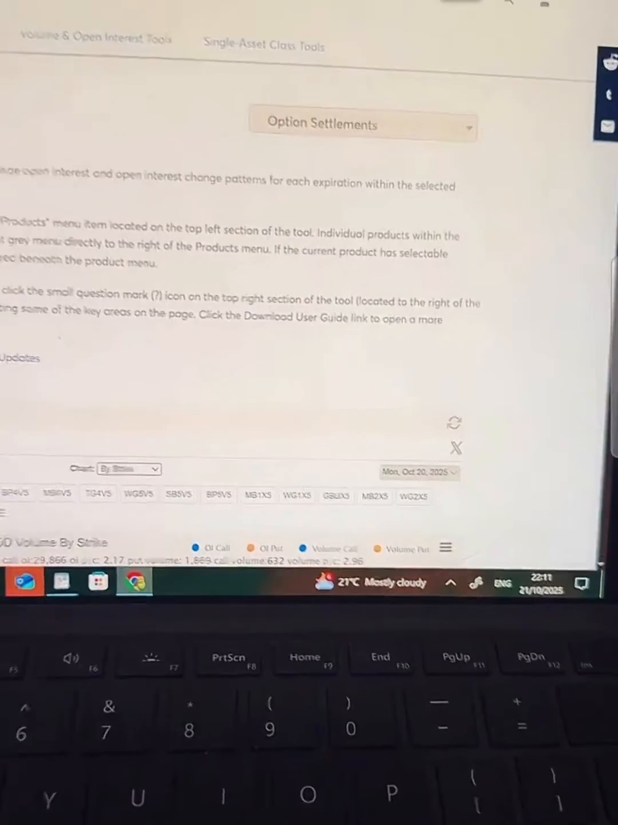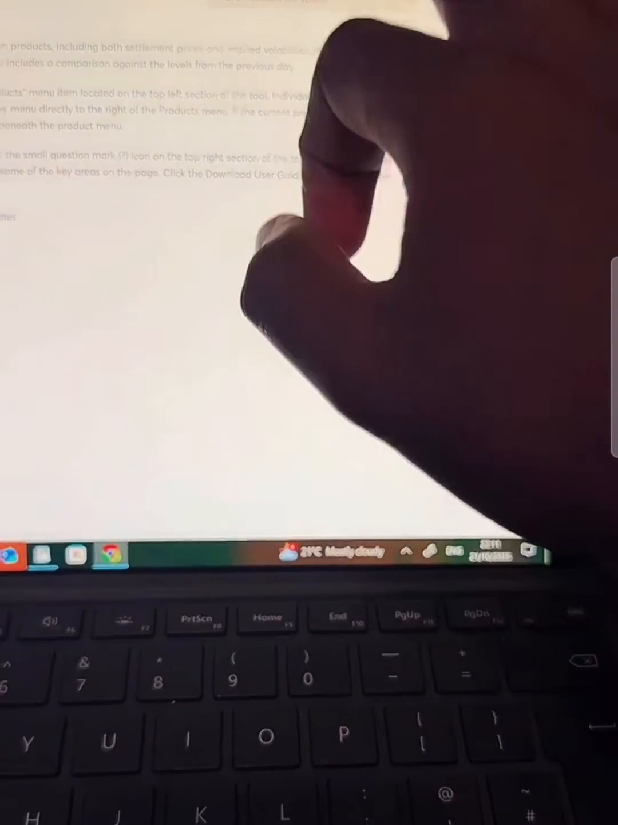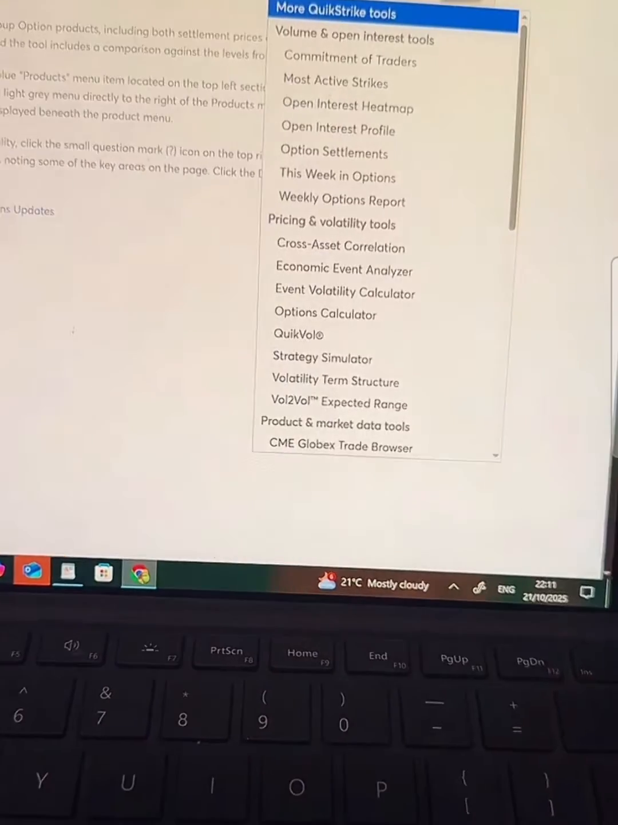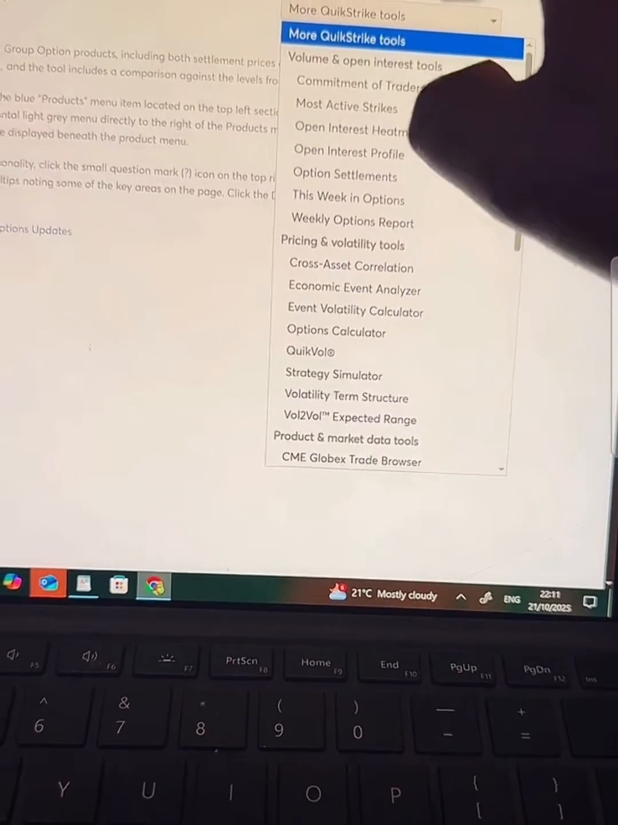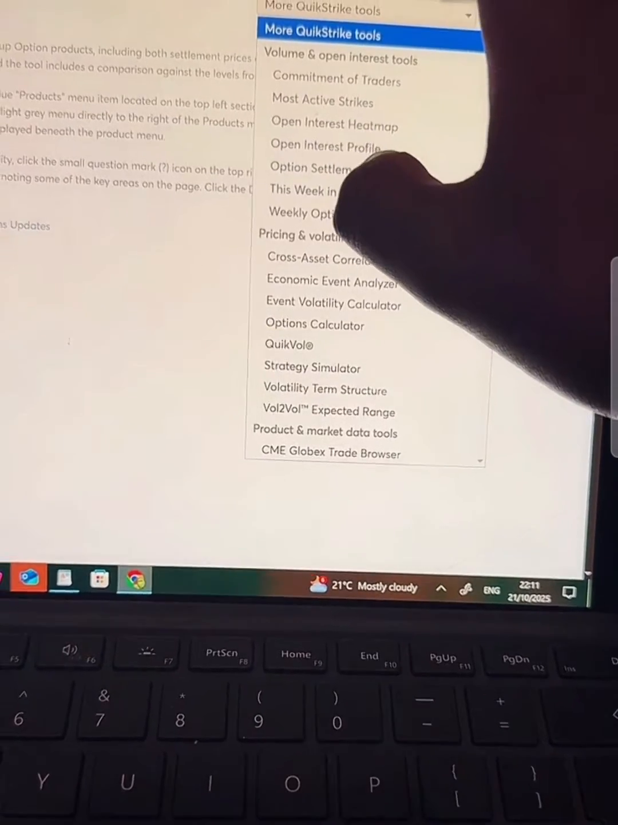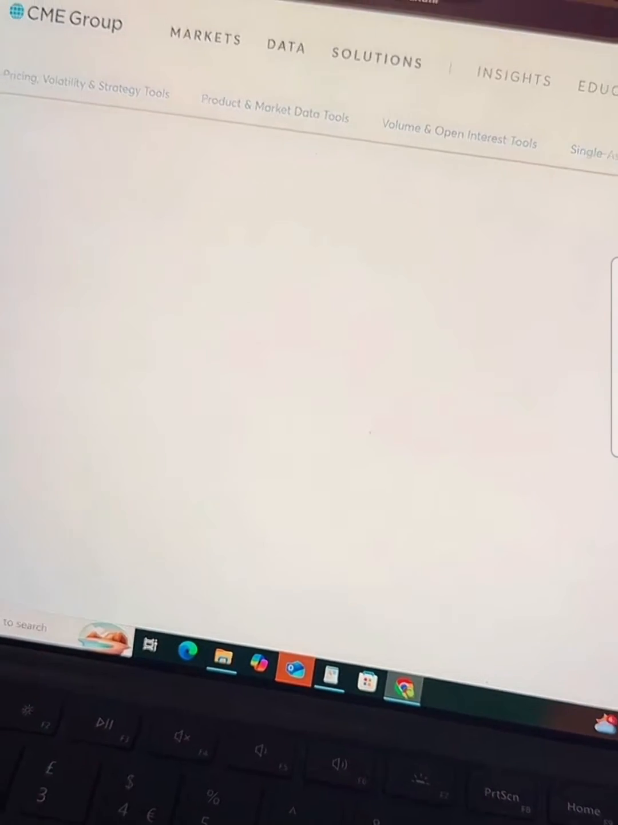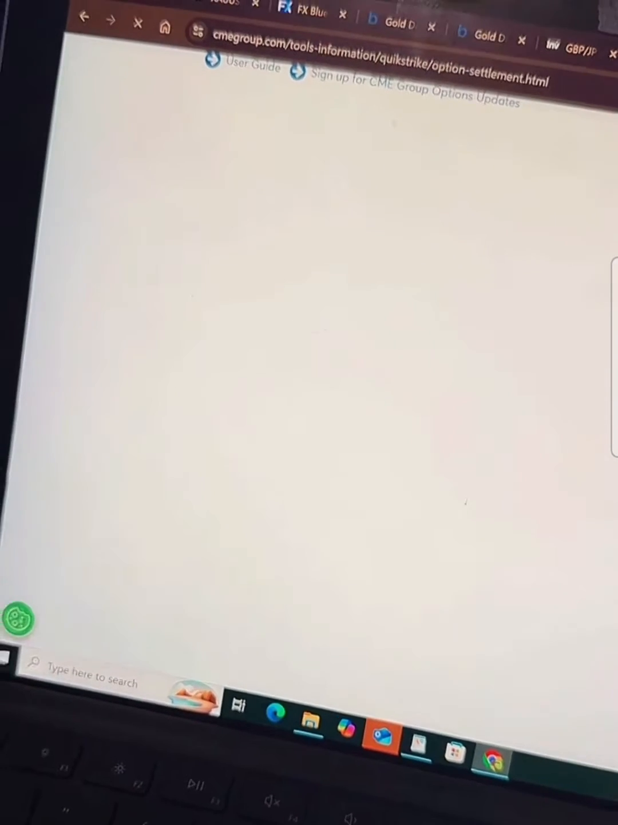Option settlements. So imagine unataka kutrade kama mimi na you have to know everything to do with this. Hizi tools zote lazima utazijua. Be it most active strikes, open interest heatmap, open interest profile, option settlements, weekly options report.